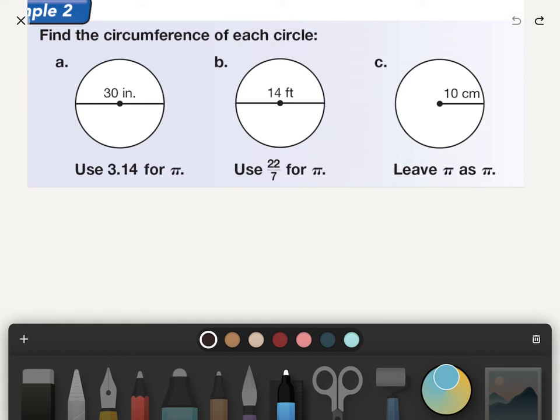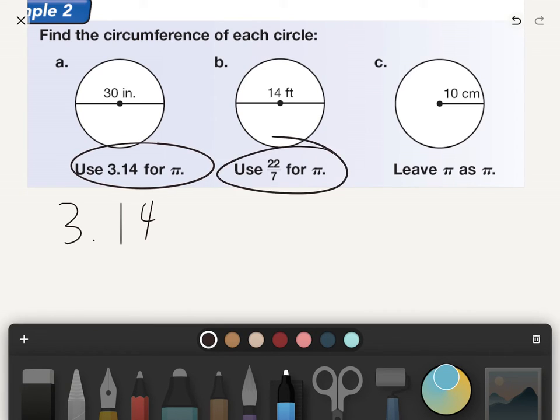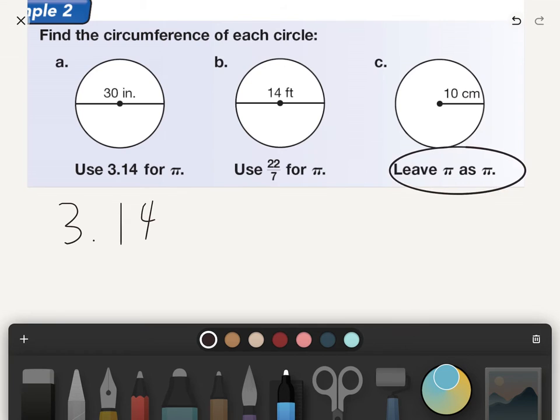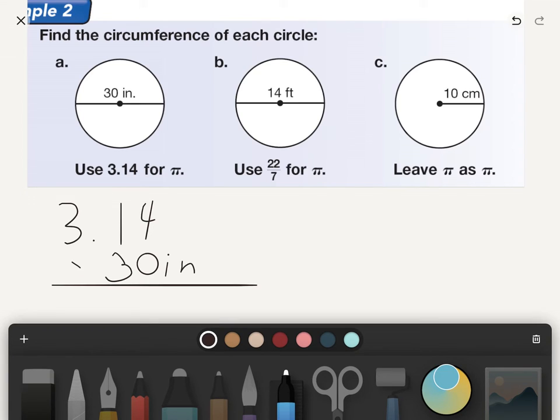Let's say they don't tell you to use 22/7. If they don't tell you, then you could do it this way or this way. But don't do it like that if they don't tell you. It doesn't matter which one you use. I would say no. If they're not specific, then no.